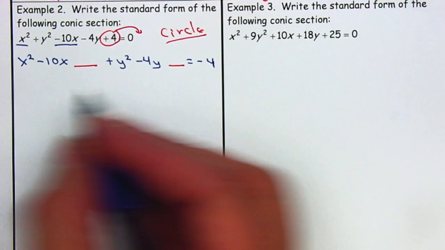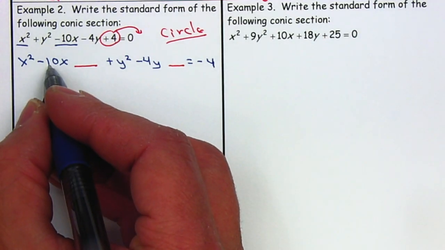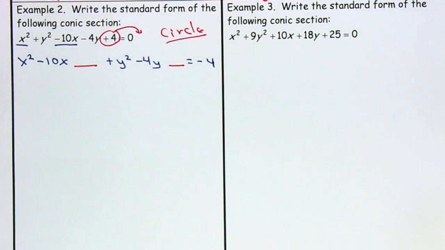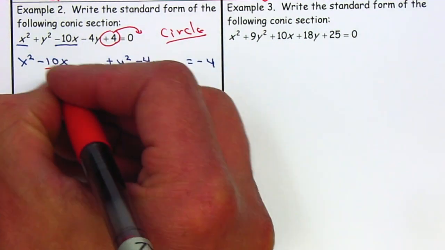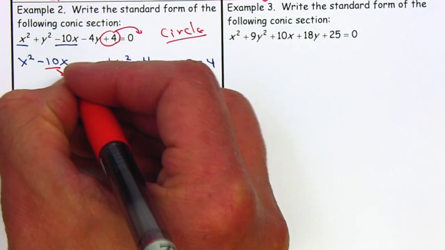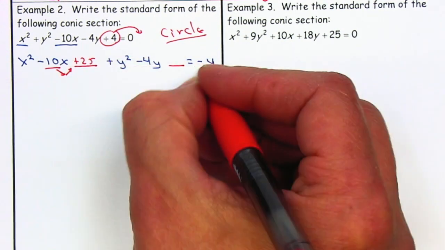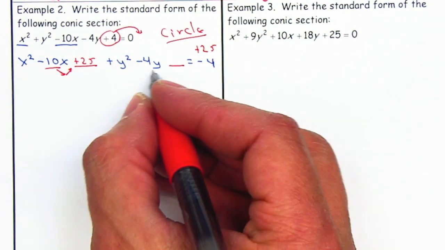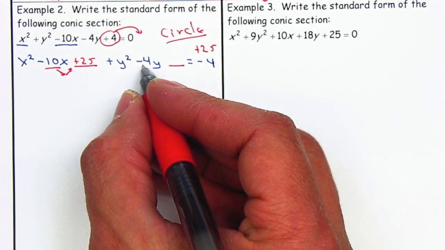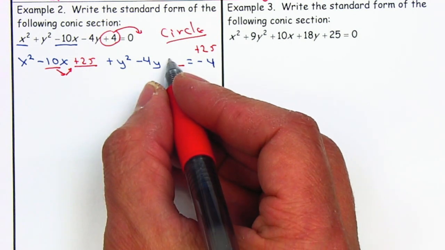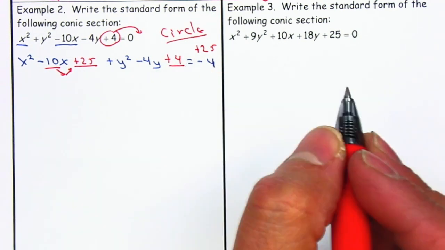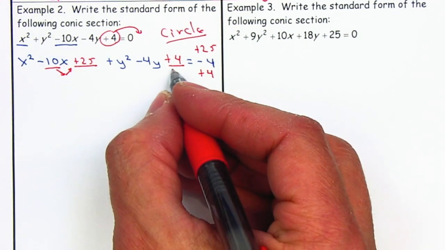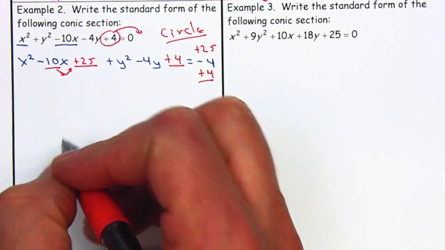Now I want to complete the square. So I'm going to take half of 10, which is 5, and then you square it. This should be 25. So you take half of this number, and then you square it. So we add positive 25. And what I do on one side, I need to do to the other side. I'm going to do the same thing here. I'm going to take half of 4, which is negative 2, and then you square it, it'll be positive 4. Negative 2 times negative 2 is positive 4. I'm going to add plus 4 on the other side as well. What I do on one side, I need to do to the other side.